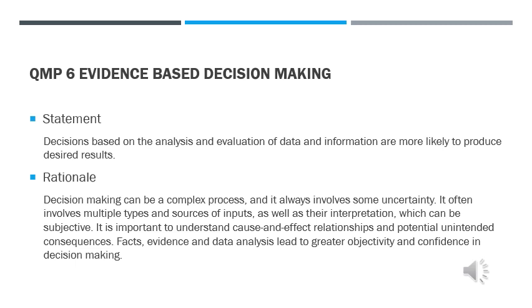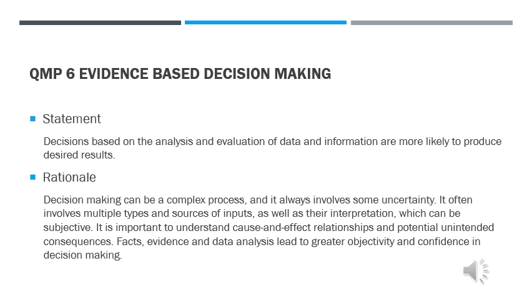QMP 6, evidence-based decision making. So the statement of this: decisions based on the analysis and evaluation of data and information are more likely to produce desired results. The rationale behind this is decision making can be a complex process, and it always involves some uncertainty. It often involves multiple types and sources of input as well as their interpretation, which can be subjective.